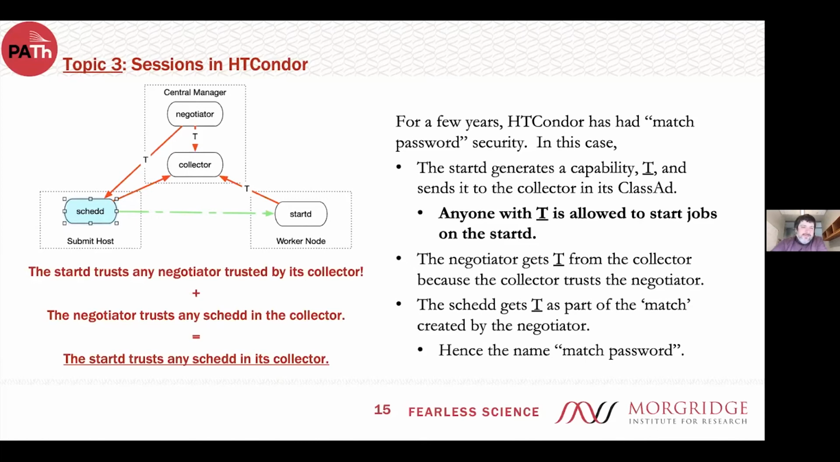So that way we had these two trust relationships, all based on this central collector. Because the startd trusts any negotiator, and the negotiator trusts any schedd in the collector, the startd can therefore trust any schedd in its collector. The idea here is that we continue to bootstrap up from trust within the collector and have that be our central point that we all trust and can do transitive trust between each other. Then that session, again, is serialized, sent to the schedd, and that's sent as part of the match. And that's why we ended up with the somewhat creative name of match password.